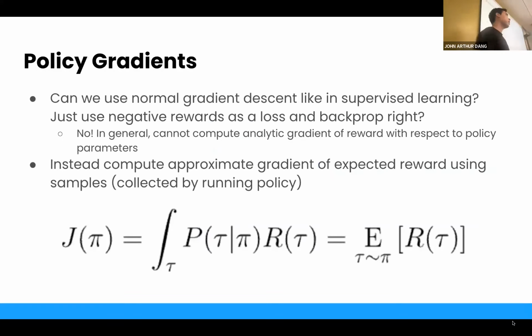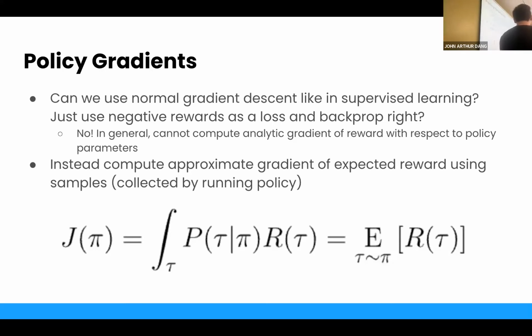So the first algorithm we're going to look at is policy gradients. What we want to do here is try to use normal gradient descent, like in supervised learning, but for the reinforcement learning setting. You might be thinking, we can just make the rewards negative, treat it as a loss, and backprop. But it turns out you can't actually do this in general.